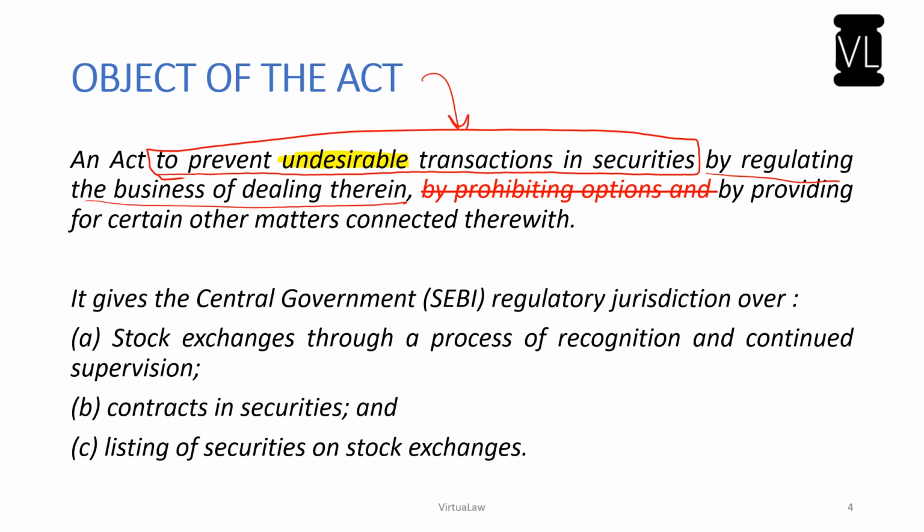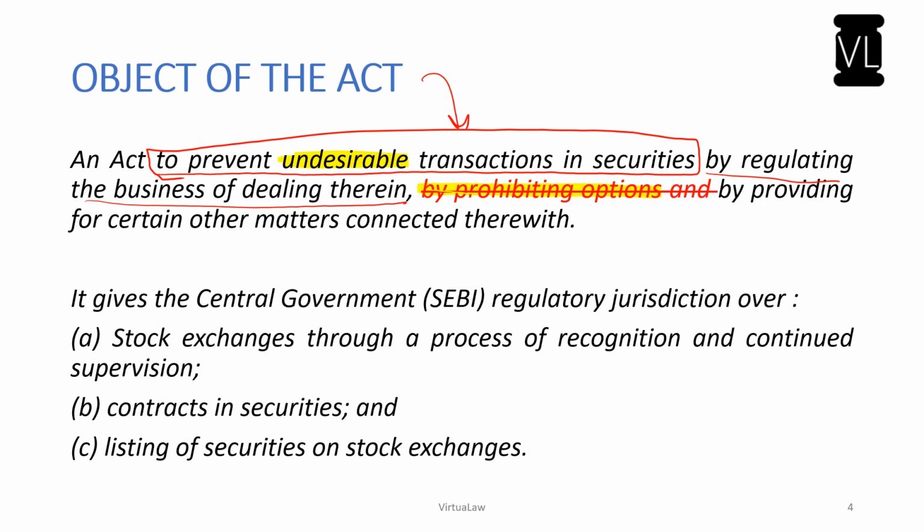Now, I think many of you might have focused on this particular phrase which has been struck off by me, which is nothing but prohibition of options. So why did I strike off this particular phrase? The striking of this phrase is intended to reflect the amendment made in the act at a later point of time. So why did this amendment come? Why did they amend the preamble to delete the words prohibiting options?